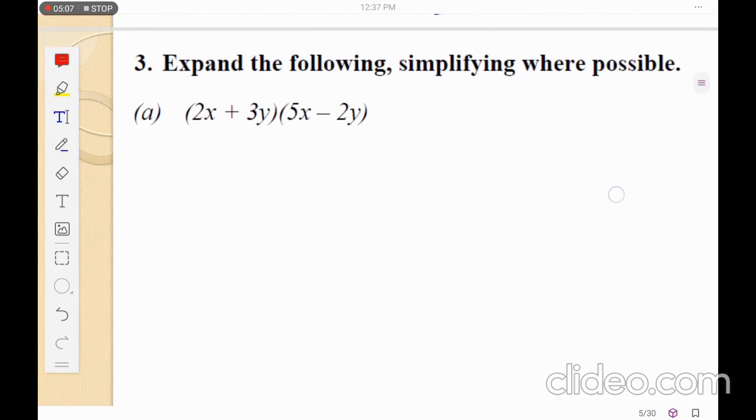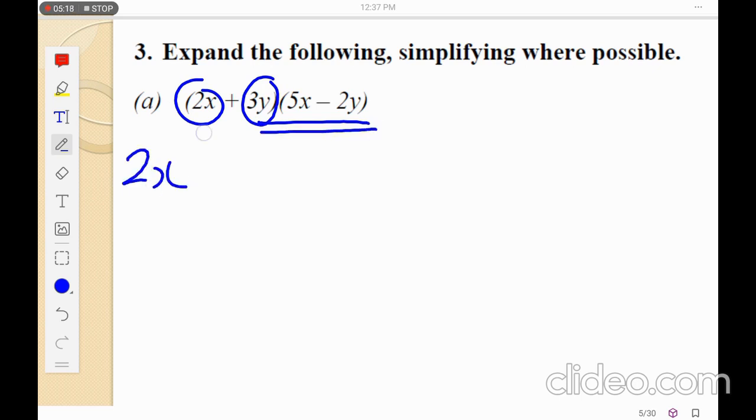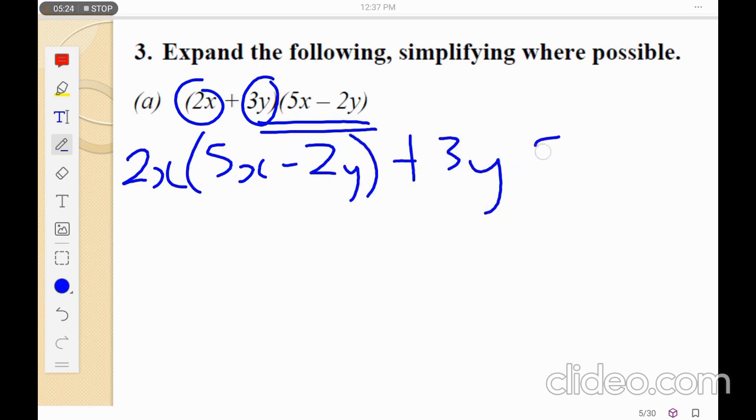Let's move on. Number 3, we are expanding. Expanding, you take this one and multiply this whole bracket, and you take this one and multiply again this bracket. So I'll have 2x multiplying 5x minus 2y, then plus 3y multiplying 5x minus 2y, like that.